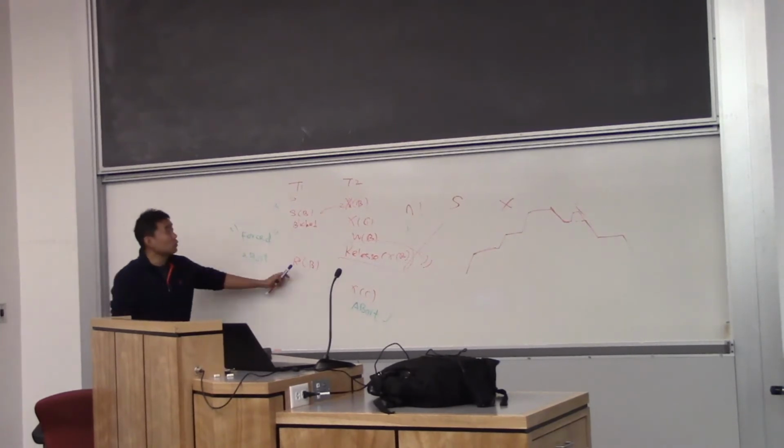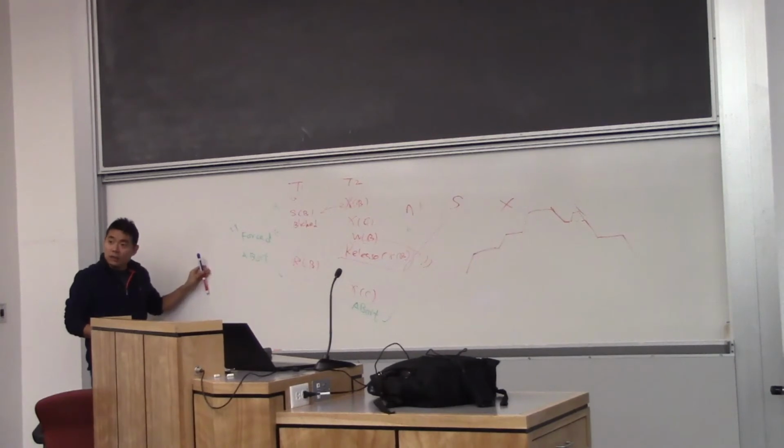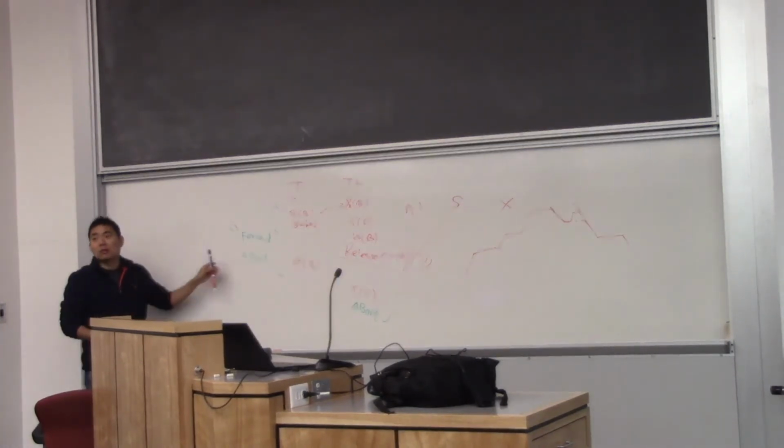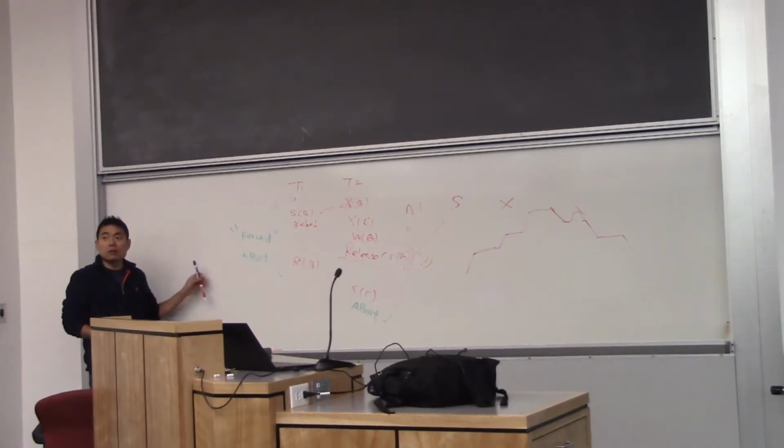And I can construct this example using a chain of transactions, so that in the worst case, the abort of one transaction will cause thousands and tens of thousands of other transactions to abort.